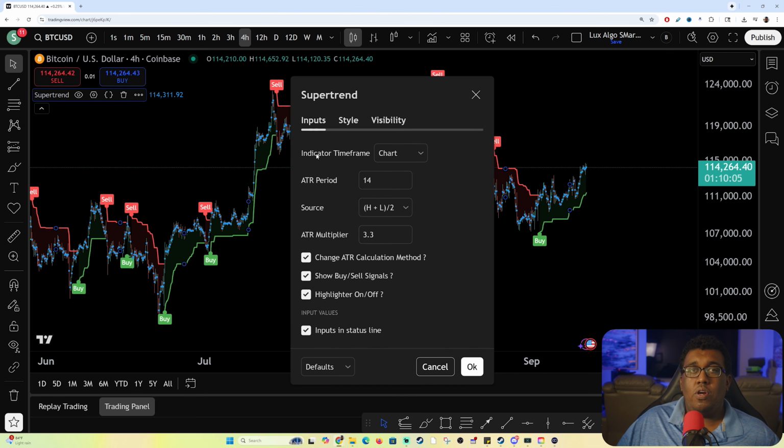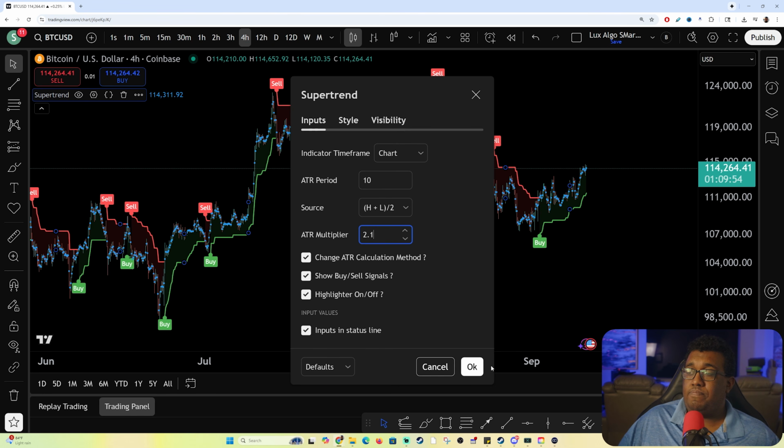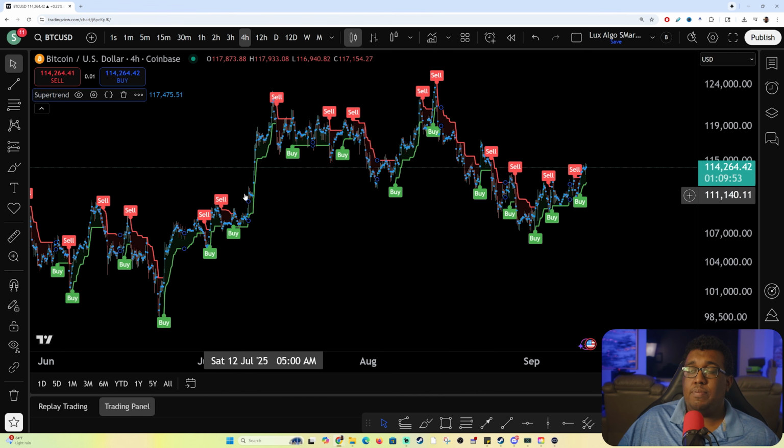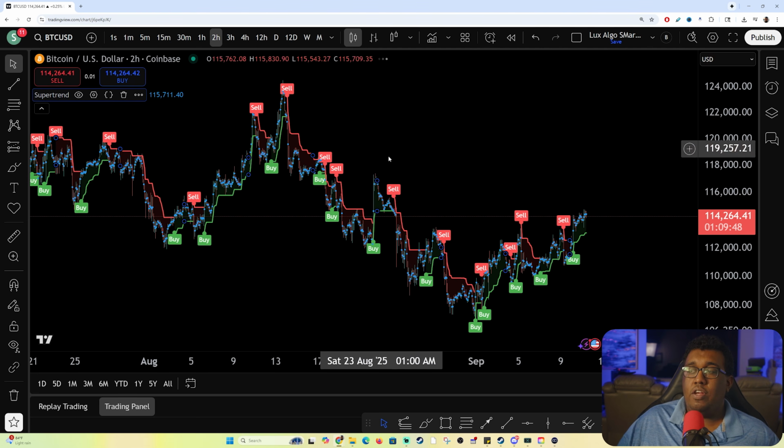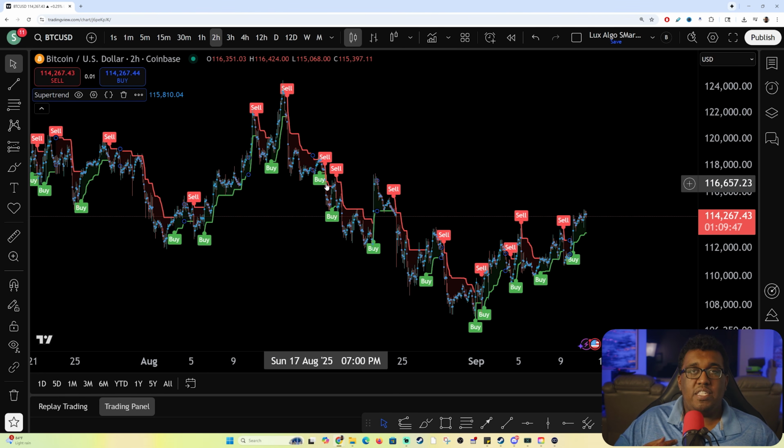Next up, we're going to be going over the settings for the day traders, so 15 minutes to 1-hour charts. ATR period, go to 10, and for the ATR multiplier, go to 2.1. Everything else can be exactly the same. You can go to 15-minute chart, 30-minute chart, hourly chart. Again, you can see many more signals happening because Bitcoin by itself is just a very volatile asset.